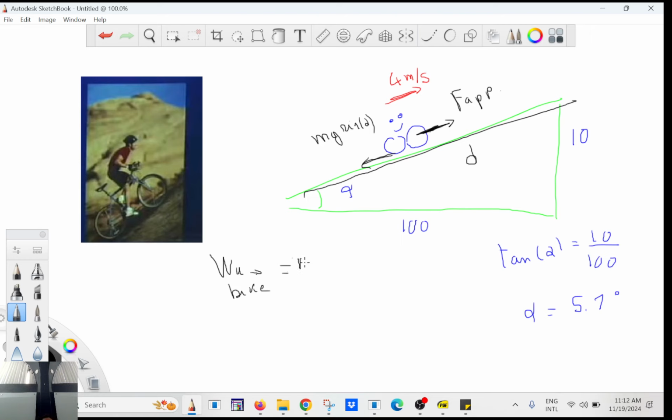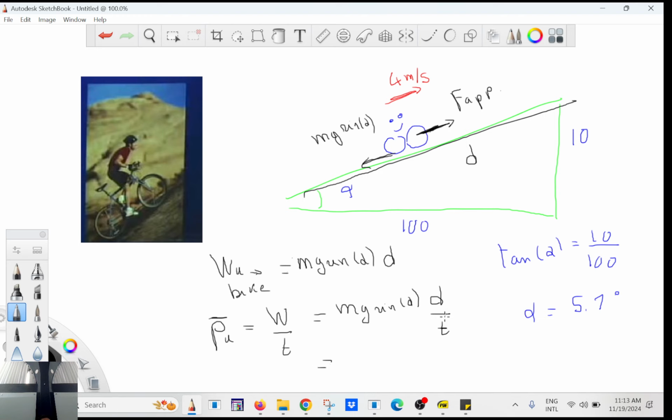Mg sine, yes? Times the distance, displacement. Okay, so average power by definition will be the work that you have to produce, divided by the time. So it's going to be mg sine over distance over time.